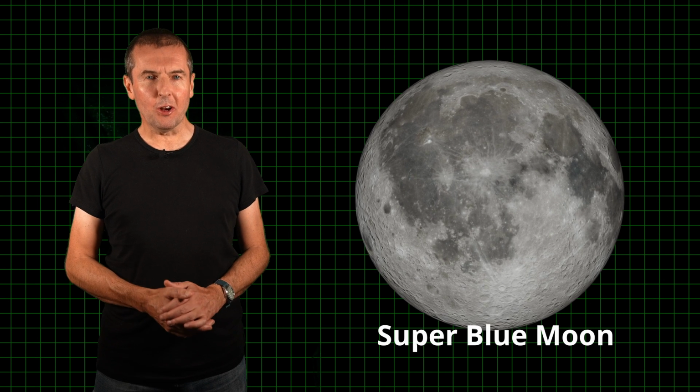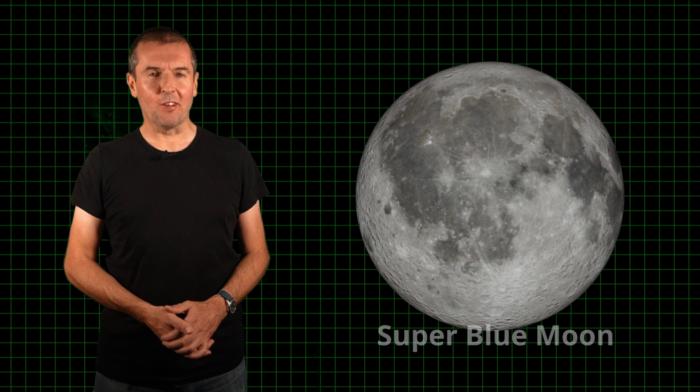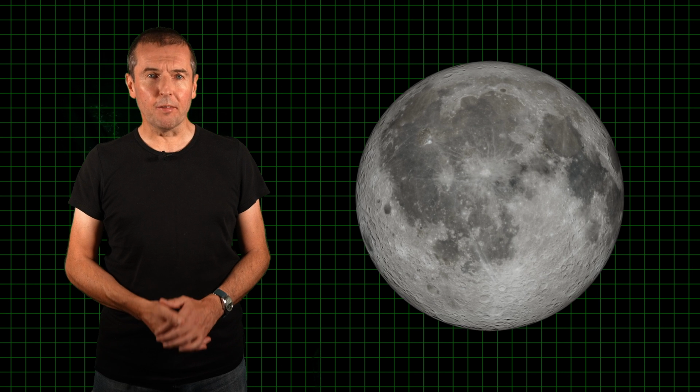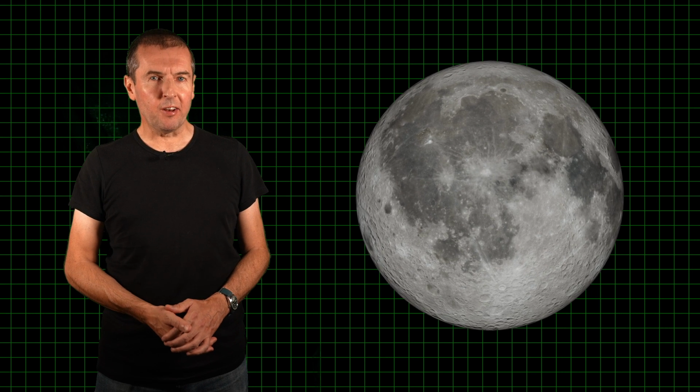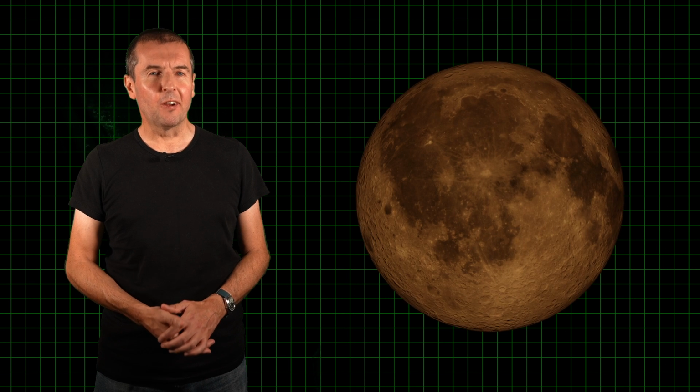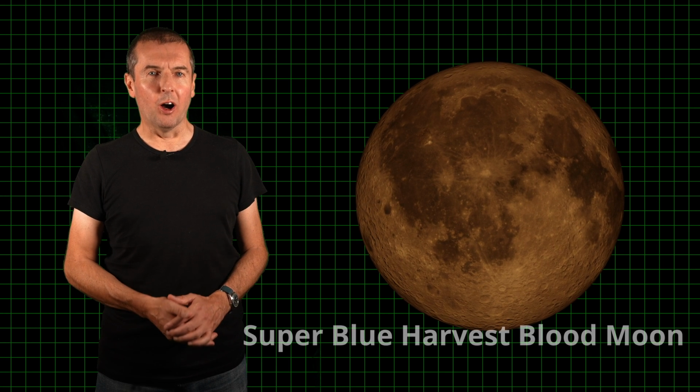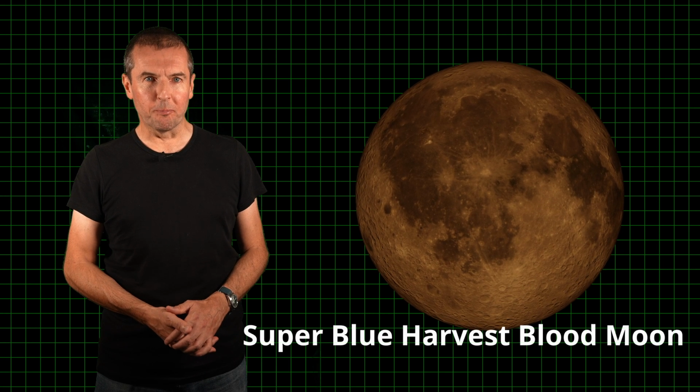In fact, you can combine several of these moon types together. So, if the second full moon in September is also a supermoon, and is coloured red due to a lunar eclipse, then it's a super blue harvest blood moon.